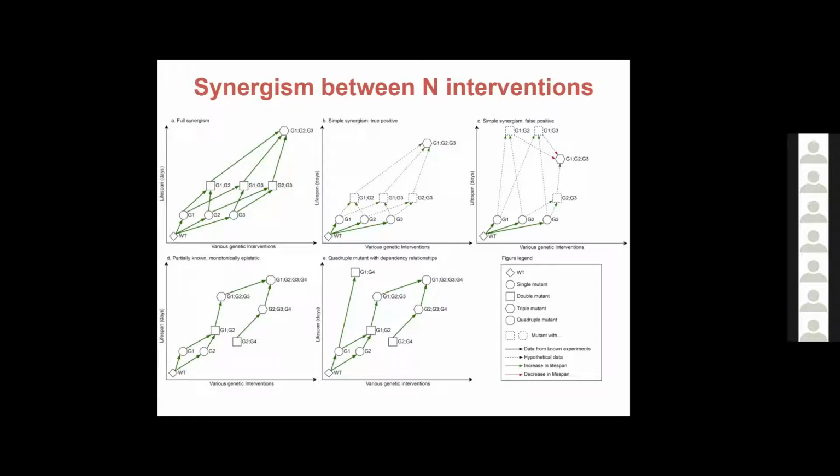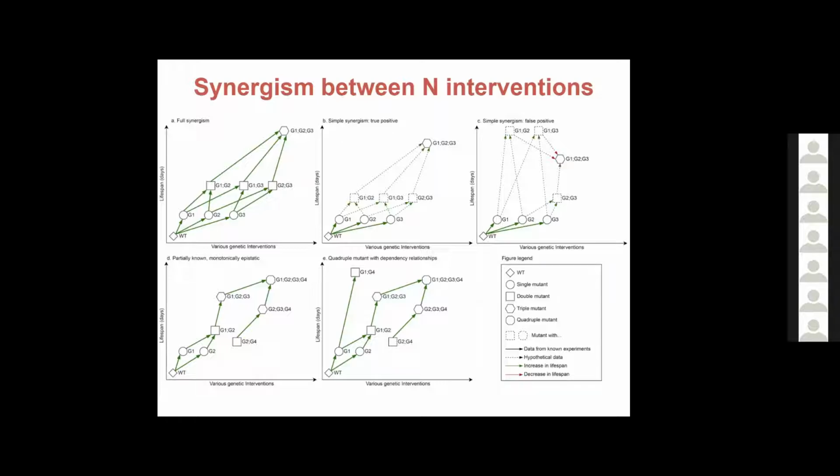However, in order to assess the full synergies for an N mutant, we need to know the lifespans for all the N factorial intermediary mutants. This is not a common experiment design, unfortunately, in the papers that we curated. So the data is incomplete in the sense of this definition.